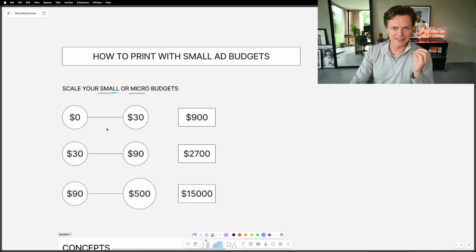So the first tier, I would say, is a daily budget from $0 to $30, which amounts roughly to about $900 per month. The next tier is 30 to 90. And then the last tier is 90 to 500. And then everything 500 plus just follows the same concept after that. And you have just more liberty, more pacing, more speed.